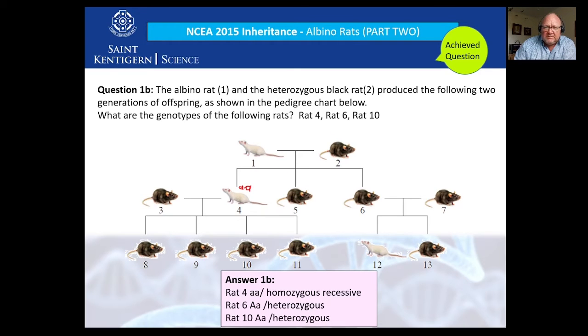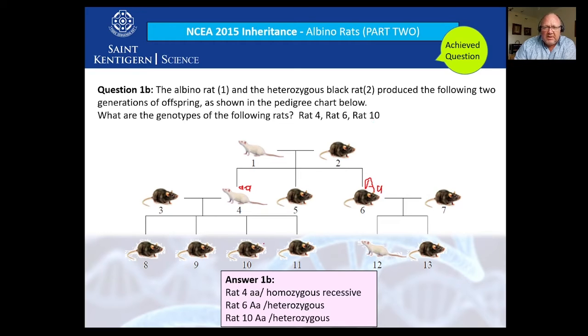Rat 6 is from this daddy and this mommy, because he has to have at least one big A, which he got from the black rat. And this one could only give a little a. So 6 is a heterozygote.